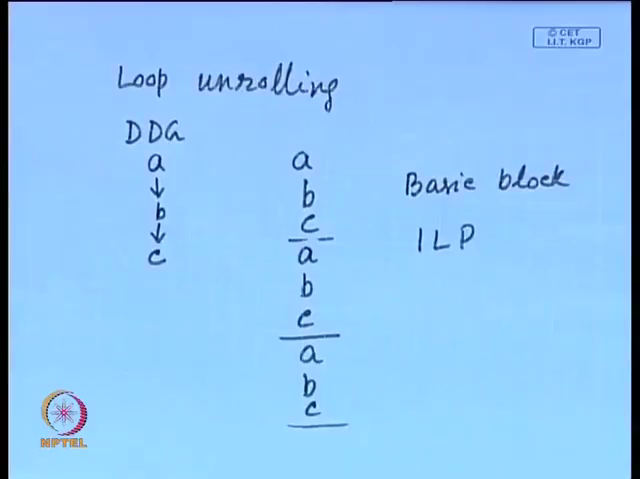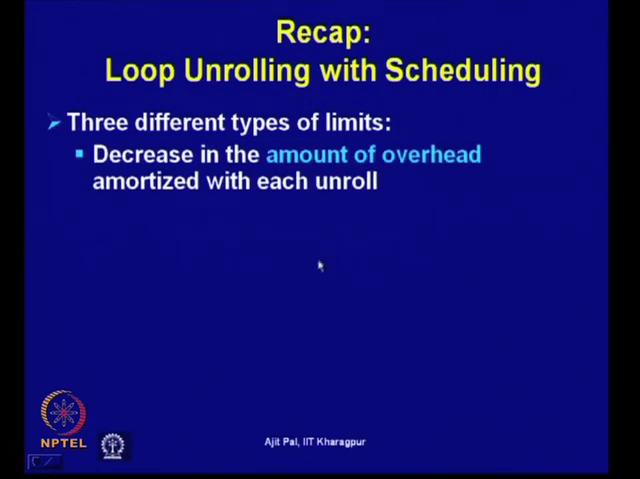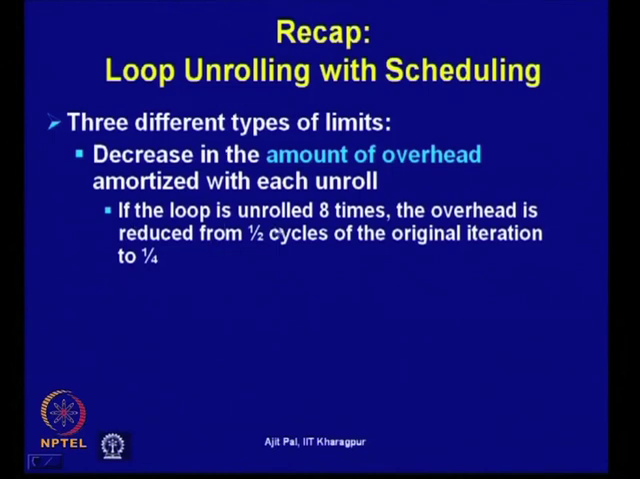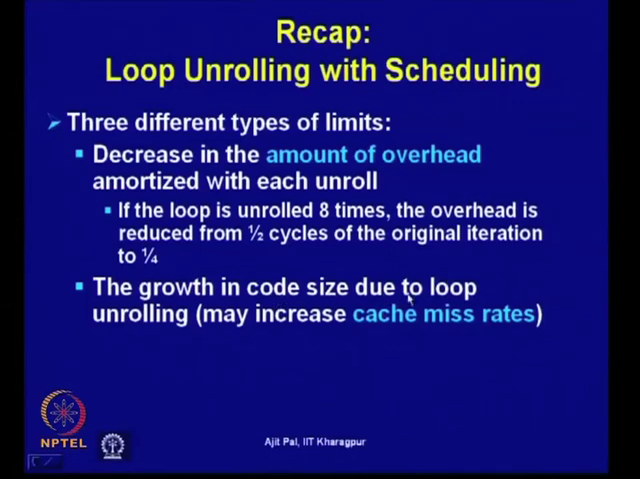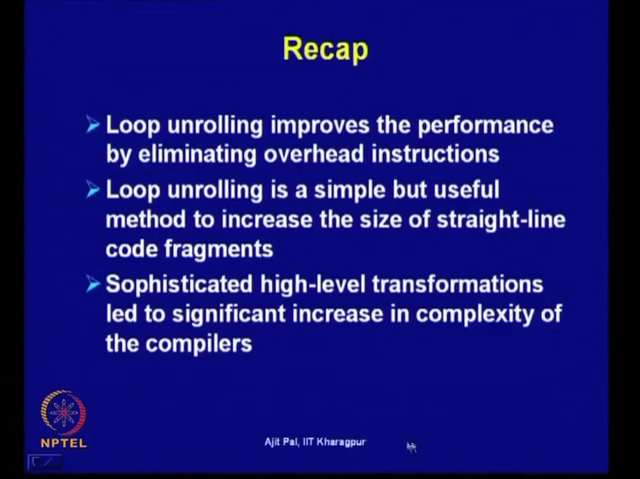and we have also seen that loop unrolling with instruction scheduling has three different types of limits. Number one is the decrease in the amount of overhead which is amortized with each unroll. For example, if the loop is unrolled 8 times, the overhead is reduced from half cycles of the original iteration to 1/4. The second is the growth of the code size due to loop unrolling, that leads to cache misses, and as a consequence you cannot really unroll many times. The third limit is the shortfall of registers created by aggressive unrolling and scheduling, and this is known as register pressure.